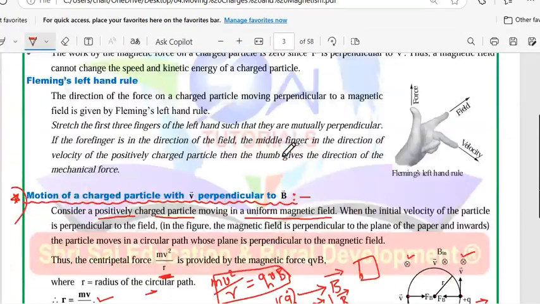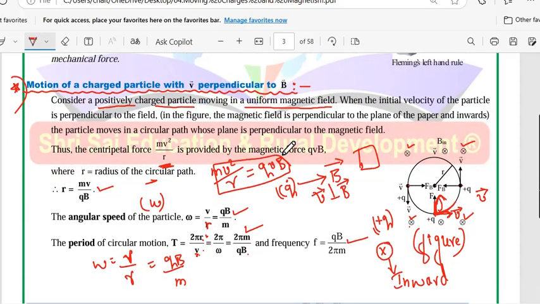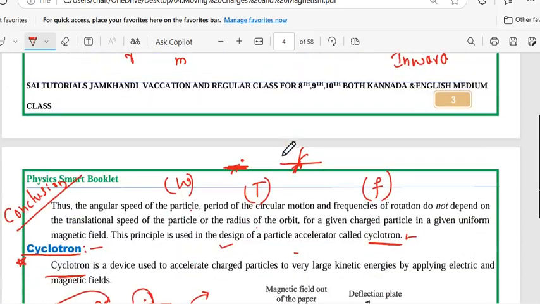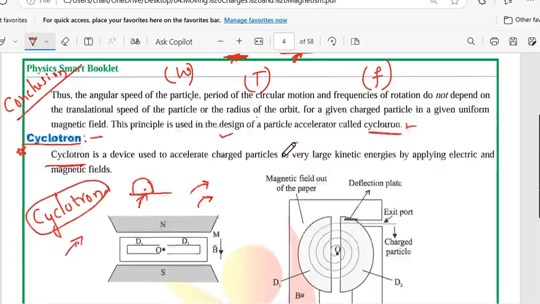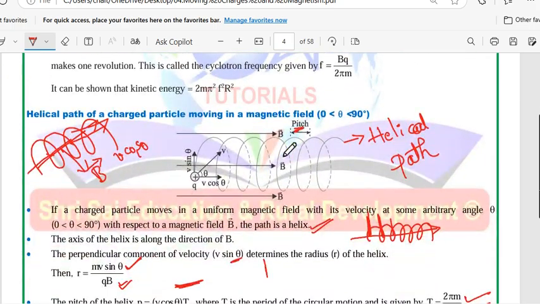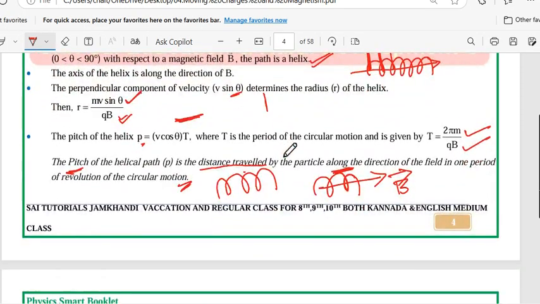So dear students, this is enough for today. We covered the motion of a charged particle with velocity v perpendicular to B, the concepts related to it, and the application type questions: the cyclotron, an expression for kinetic energy, frequency, time period, and angular velocity. Also the helical path of a charged particle at an angle less than 90 degrees. So what is pitch? I have told you.